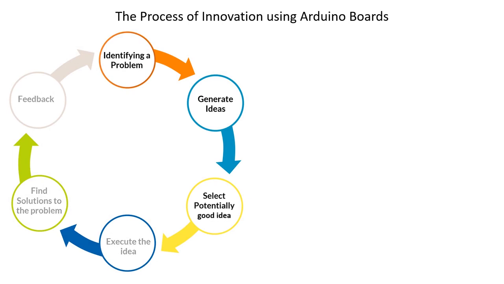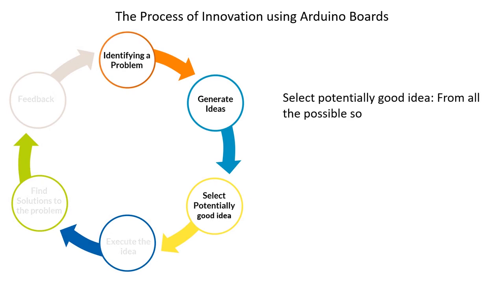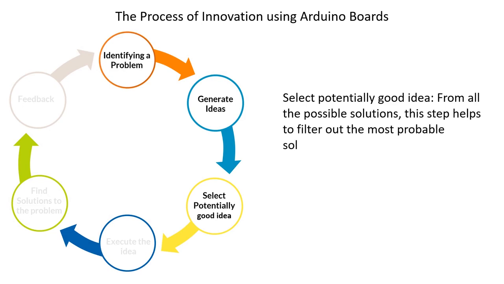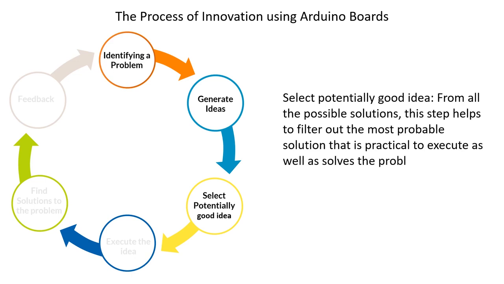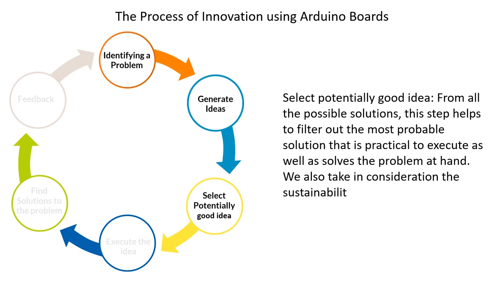Step 3. Select a potentially good idea. From all the possible solutions, this step helps to filter out the most probable solution that is practical to execute as well as solves the problem at hand. We also take into consideration the sustainability of the solution decided.